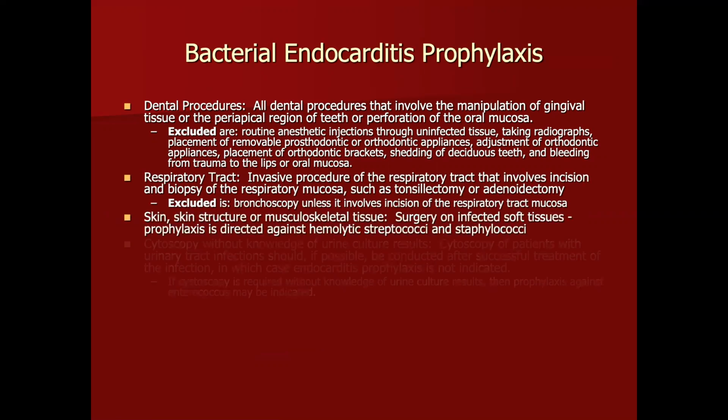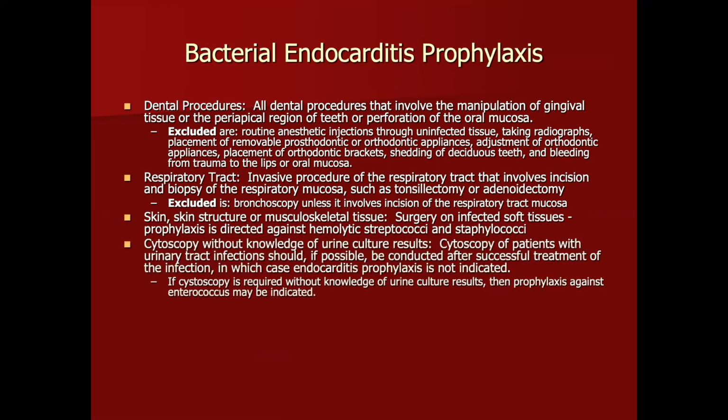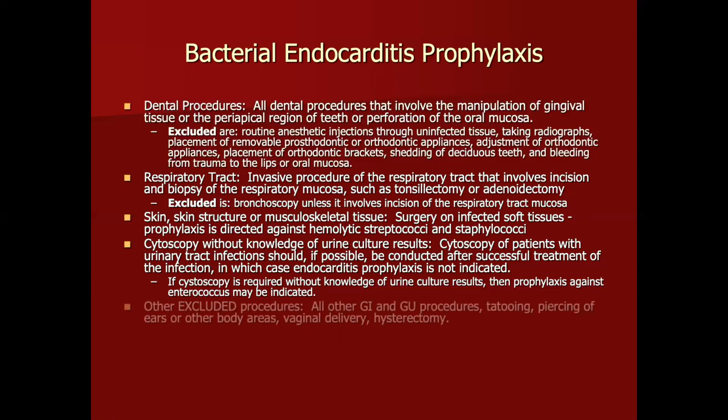Procedures for which prophylaxis is recommended include dental procedures with manipulation of tissue, respiratory tract procedures like tonsil and adenoidectomy, but only GI and GU procedures if there is infection. The most commonly found organisms that cause bacterial endocarditis include staph, strep, and enterococcus. And our treatment for bacterial endocarditis is commonly IV antibiotics for 6 weeks.